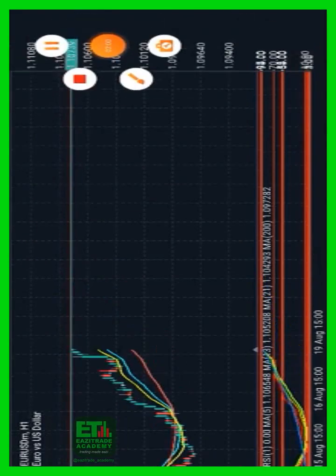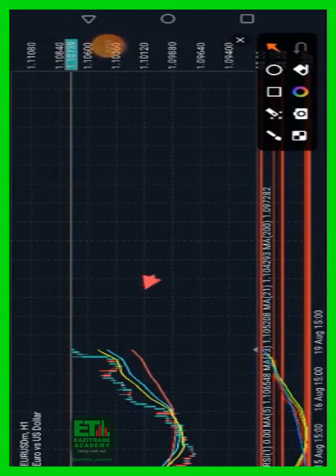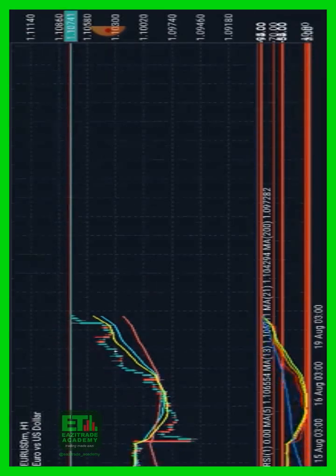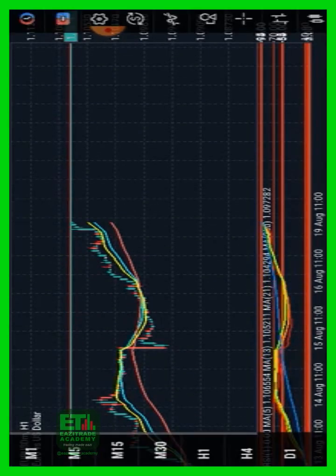In our previous video, I showed how to add our moving average. We can see that the yellow is above the blue, which is a strong indication of an uptrend. So let's go to the lower time frame.